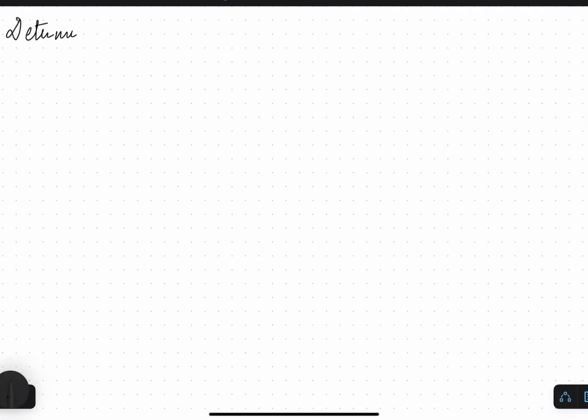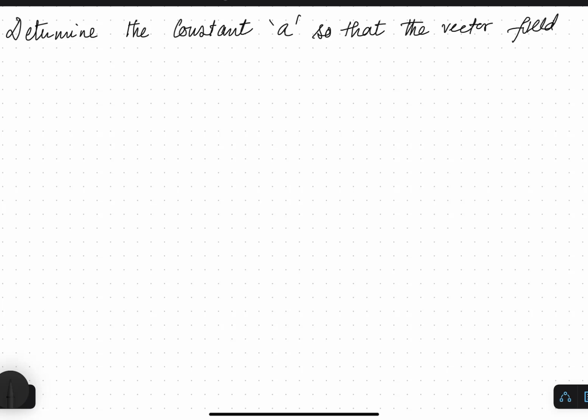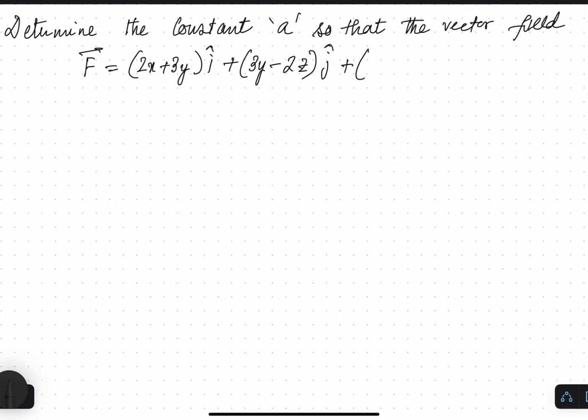Determine the constant A so that the vector field F = (2x + 3y) i cap + (3y - 2z) j cap + (y + az) k cap is solenoidal.